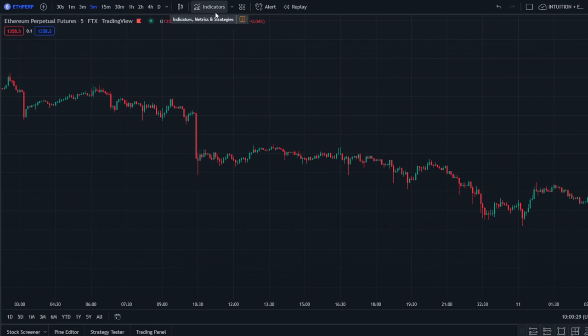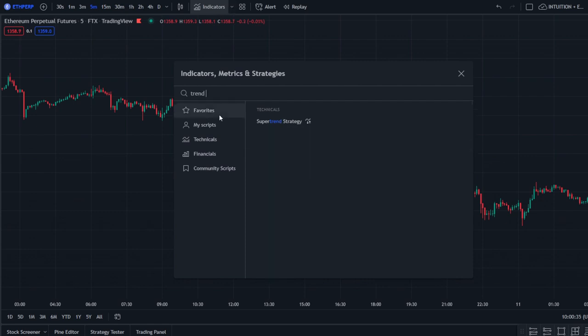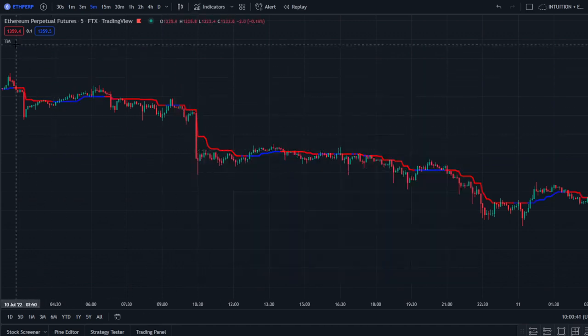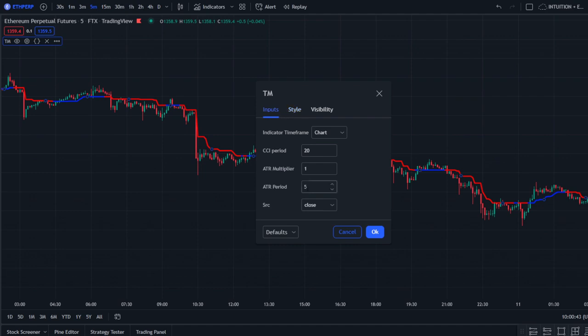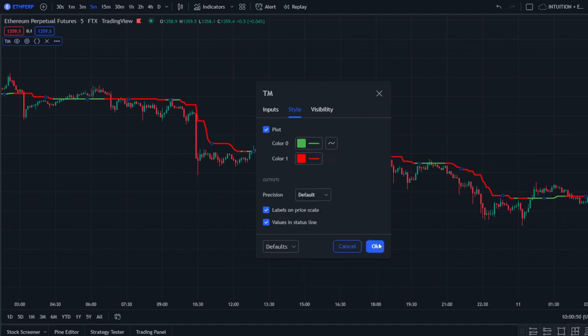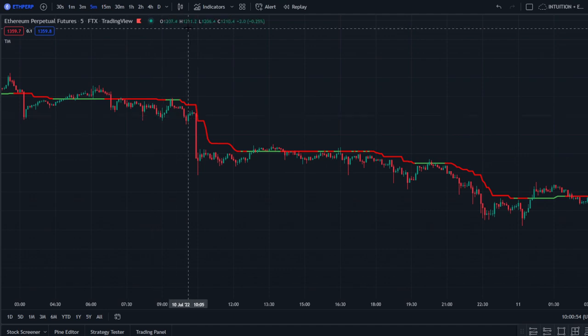So for this strategy, we'll be using a few indicators. The first type will be the trend magic indicator. So go to trend, search trend magic and click the first one by bench right there. For this, you want to change the ATR multiplier to 2, and for the color, you're going to change the top one to green. And as you can see, this is your trend line that you'll be trading off.